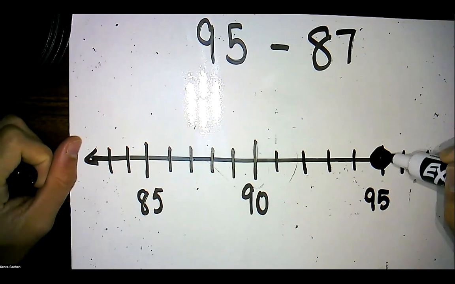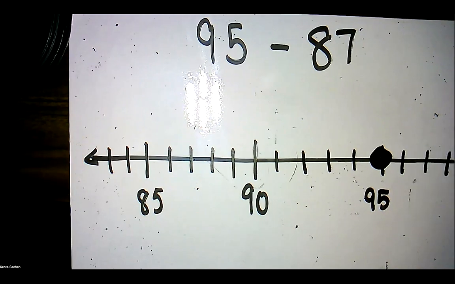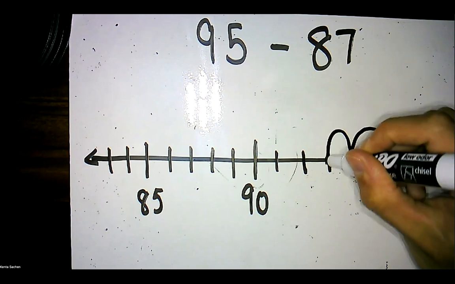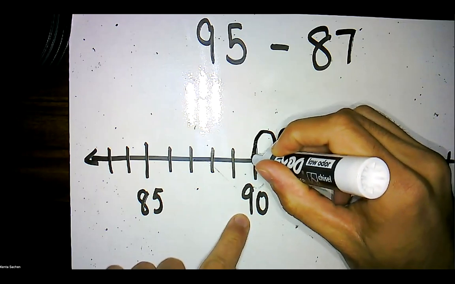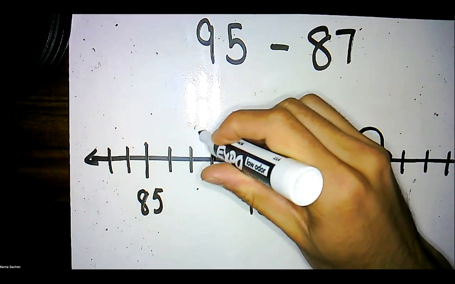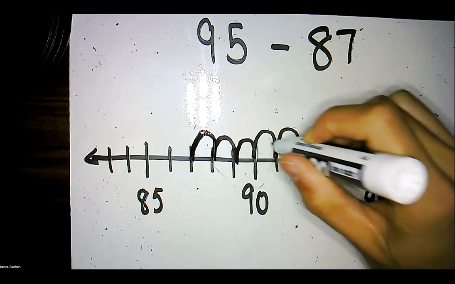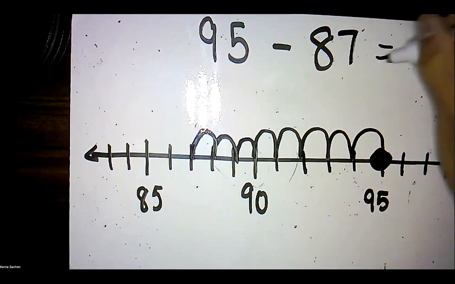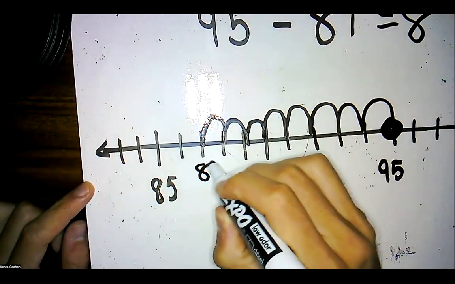So I know that I can go about this two different ways, right? I can go one at a time and stop at 87. That's 94, 93, 92, 91, 90, 89, 88, 87. It's 1, 2, 3, 4, 5, 6, 7, 8. This number here is 87.